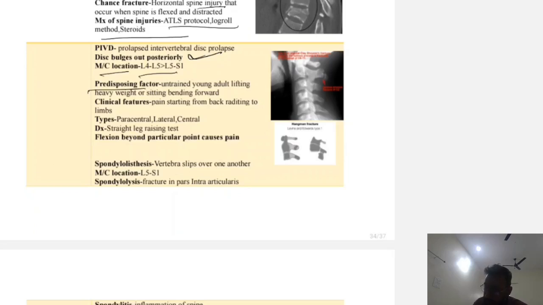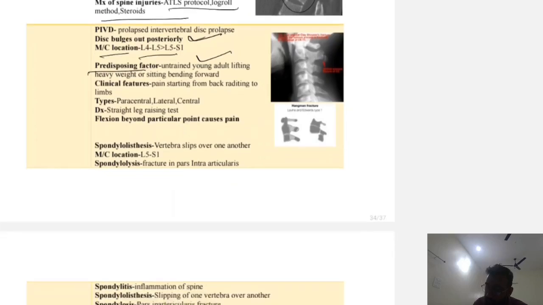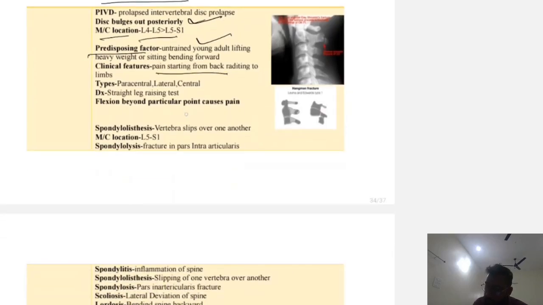Predisposing factor is an untrained young adult lifting heavy weight. Clinical feature: pain starting from the back, radiating to the limbs. Types are paracentral, lateral, and central. Diagnosis: straight leg raising test.